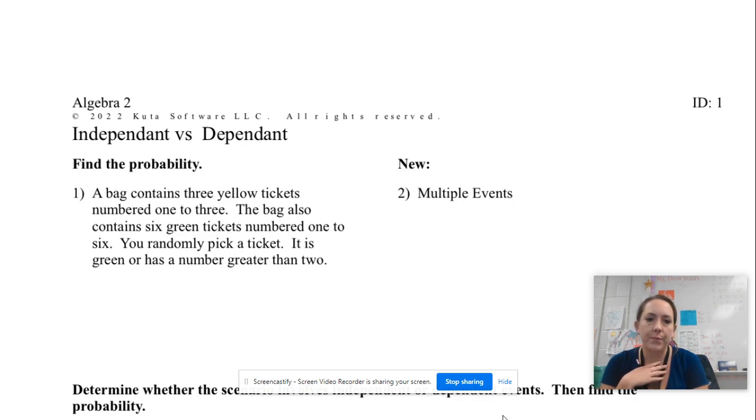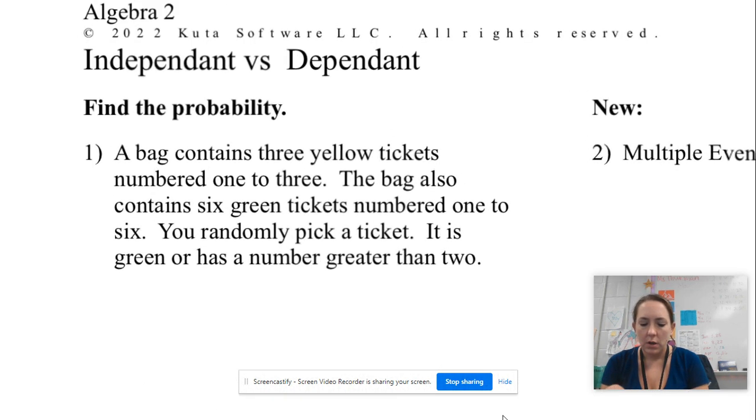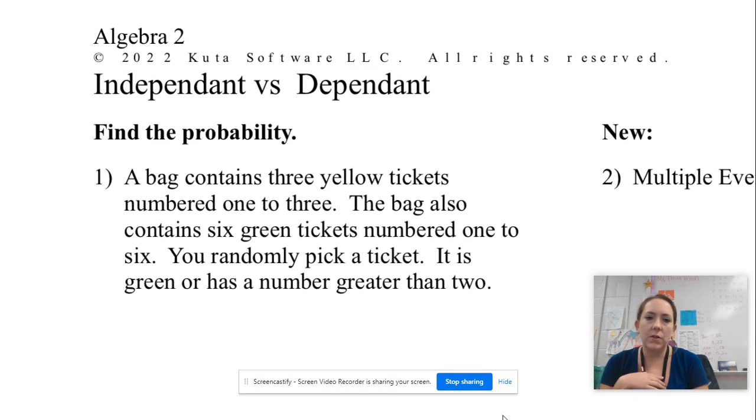Just as a reminder from yesterday, when we're talking about mutually exclusive: a bag contains 3 yellow tickets numbered 1 to 3. The bag also contains 6 green tickets numbered 1 to 6. You randomly pick a ticket. It is green or has a number greater than 2. Can those two things happen at the same time? Yes, they can. So that is not mutually exclusive.